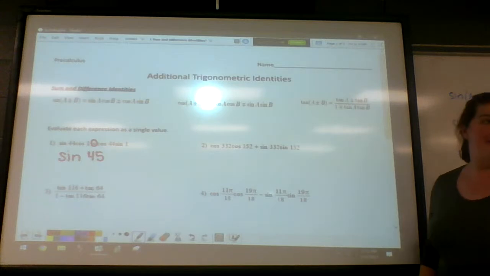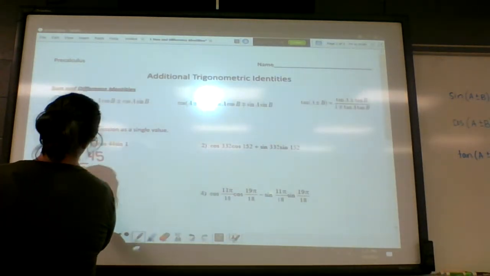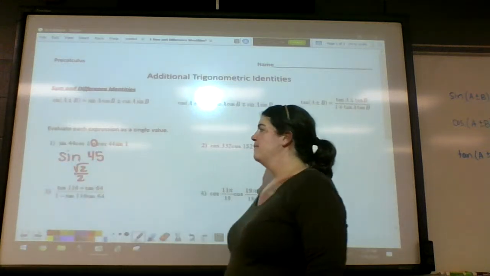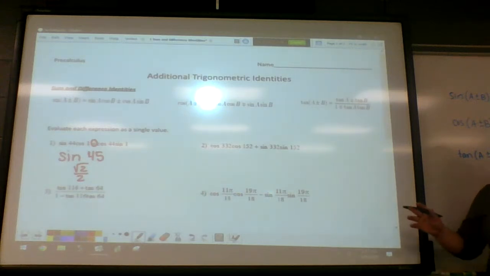What is the sine of 45? Square root of 2 over 2. So this is an identity. If you see something written out like that, sine 44, cosine 1 plus the reverse, that is the same value as the sine of 45, and the sine of 45 is the square root of 2 over 2.